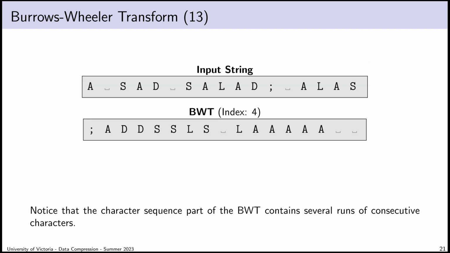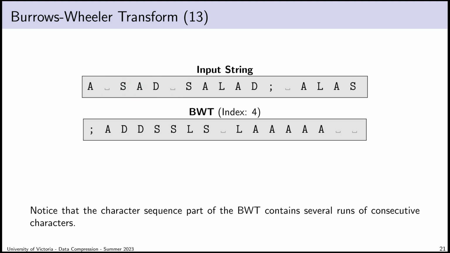In the meantime, I want to look at the BWT a bit. So here's my input string, and here's the BWT. As I mentioned at the beginning, this input string had recurring 2-character patterns, like space S, SA, AD, there's space S again. It actually has recurring 3-character patterns as well.